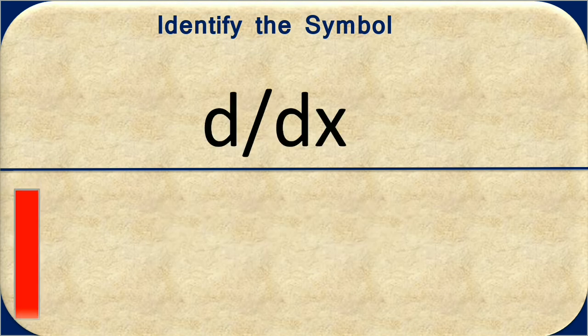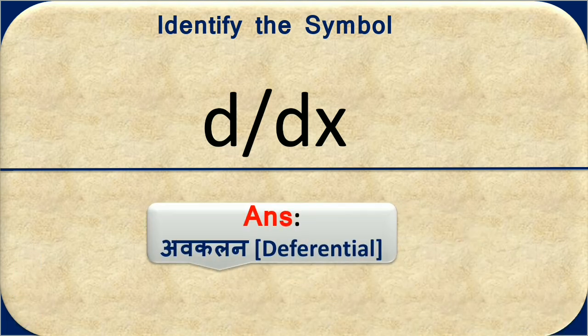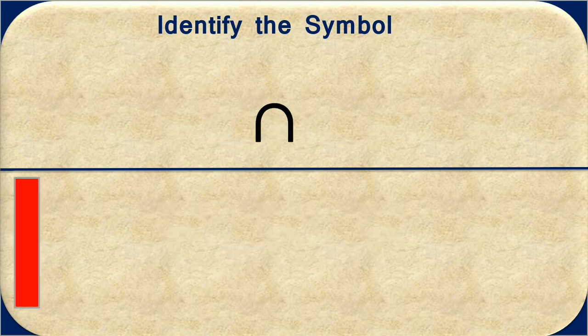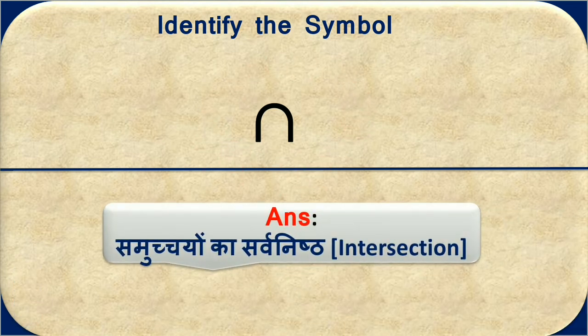Identify this symbol. This is d upon dx. Means differential. Avkalan. Next, this symbol is of... This is used in set theory mainly. Identified intersection. यानी समुच्चयों का सर्वनिष्ठ.